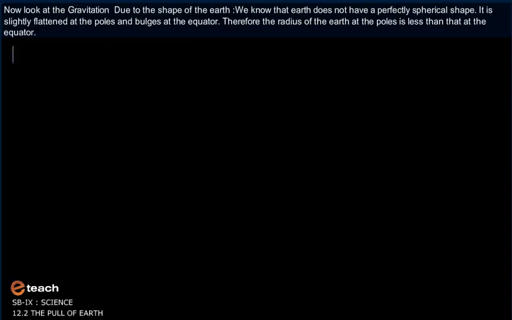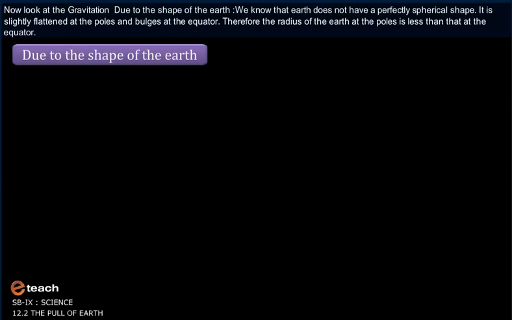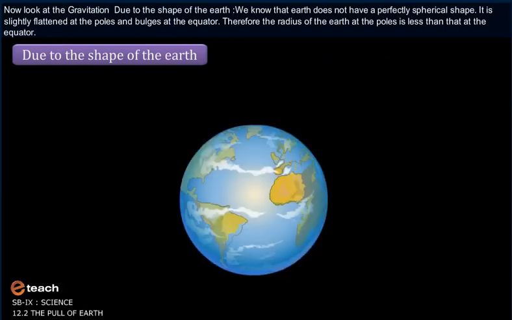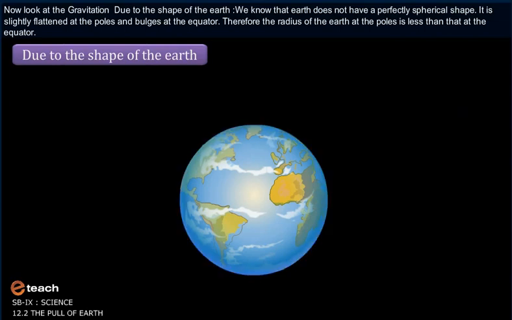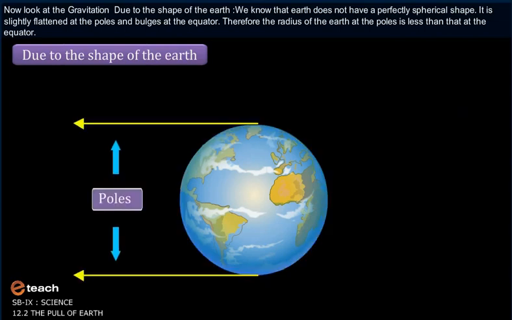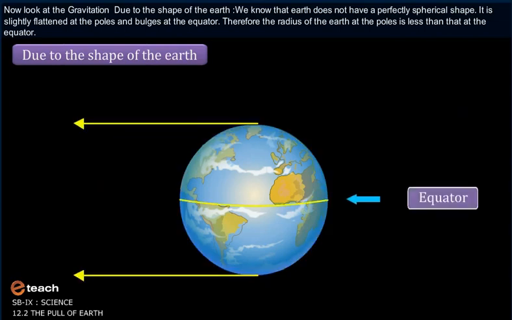Now look at gravitation due to the shape of the Earth. We know that the Earth does not have a perfectly spherical shape. It is slightly flattened at the poles and bulges at the equator.